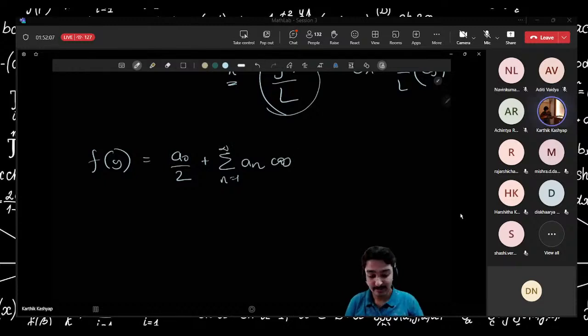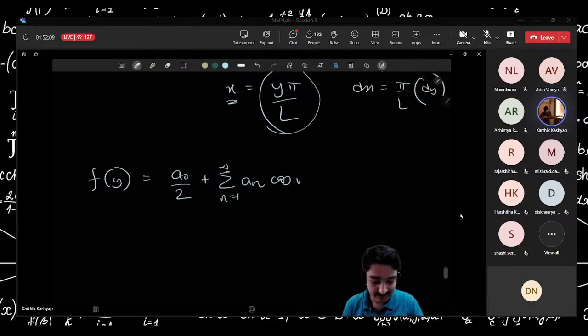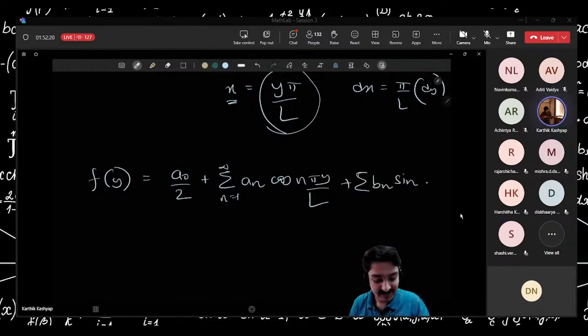We would replace that by n pi y by L, or more formally n pi y by L. So this is for cos, and similarly for sine, we can write it as sigma bn sine n pi y by L from n is equal to 1 to infinity. So this is our modified Fourier series for periodicity of minus L to L.